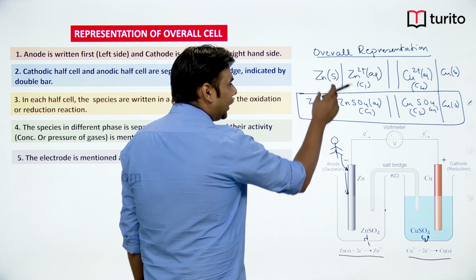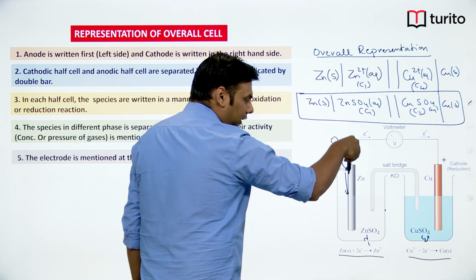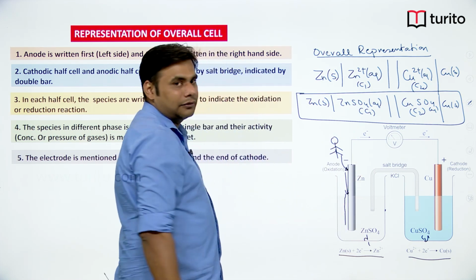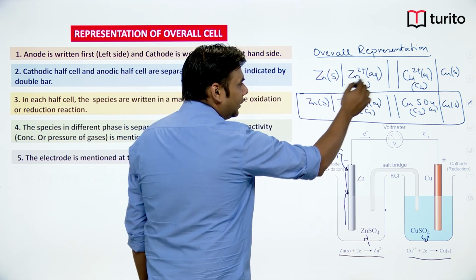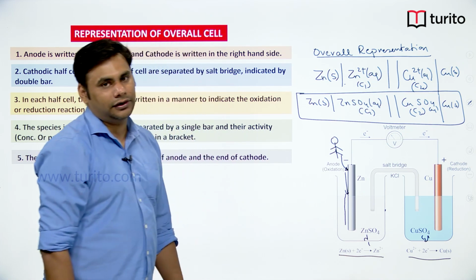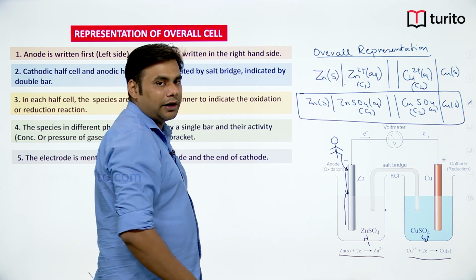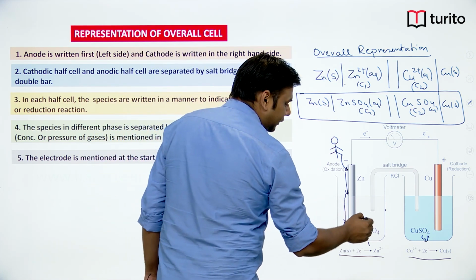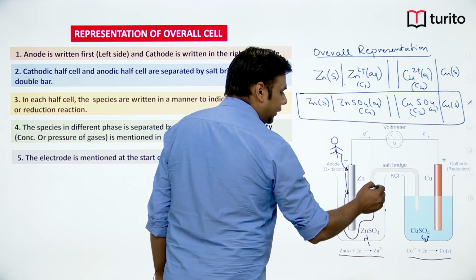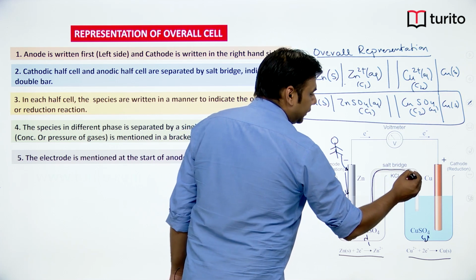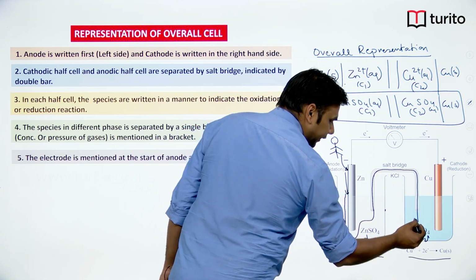So first I encountered the anode, then through the anode I entered into the solution. So the solution is zinc 2 plus ion, zinc sulfate, and they are in different phases, so they are separated by a bar. Now once I have entered over here, I want to enter into this salt bridge. I will enter into this tunnel.